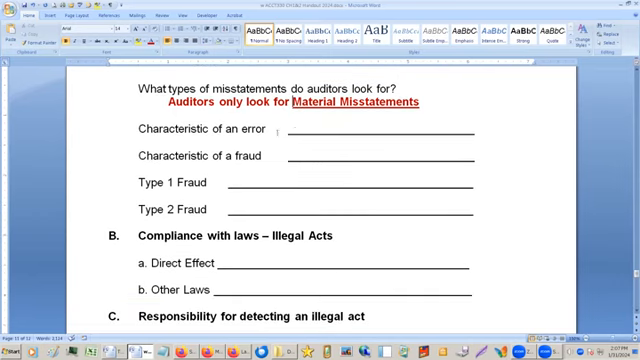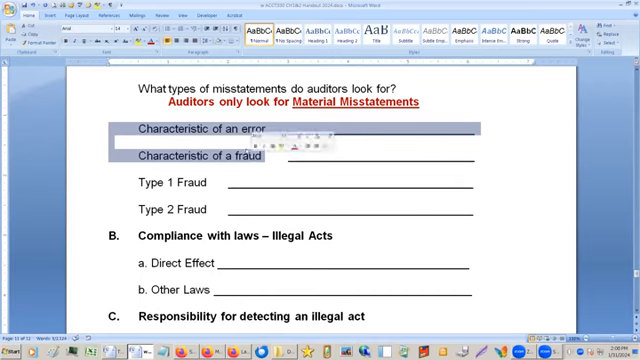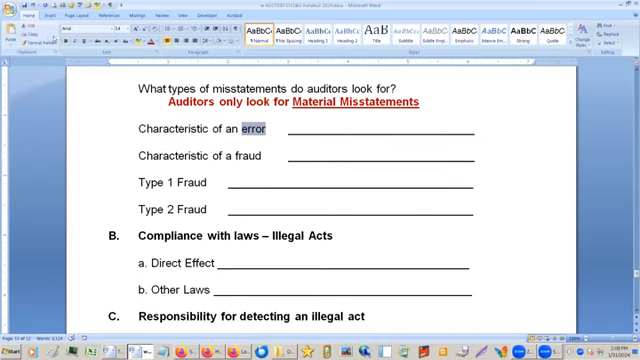Okay. What is the difference between an error and fraud? An error would not be made on purpose, and fraud will be made on purpose. Exactly. An error is unintentional. It's made by accident. It's not made on purpose. Fraud is. So an error is going to be an unintentional misstatement.